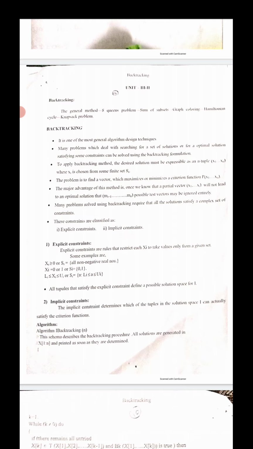For example, xi greater than or equal to 0, or Si is all non-negative real numbers. Or xi is assigned 0 or 1, that is, Si is {0, 1}. We write the condition as Li less than or equal to xi less than or equal to Ui, or Si is the set of a such that Li less than or equal to a less than or equal to Ui. These explicit constraints are the rules that restrict each xi value to take values only from a given set.